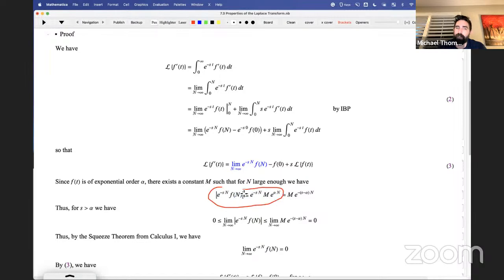I'm just pulling this from our discussion on 7.2. It's exactly what we were talking about in there. I can put a bound on this exponential, on f of n. So it's bounded by an exponential function. That means there exists some large enough n so that all of these guys are trapped below these guys. That's the whole point of what exponential order means.